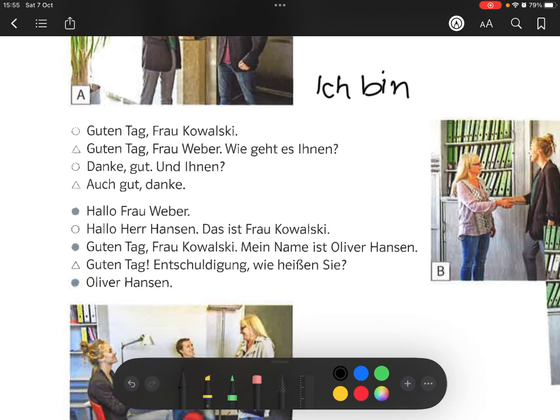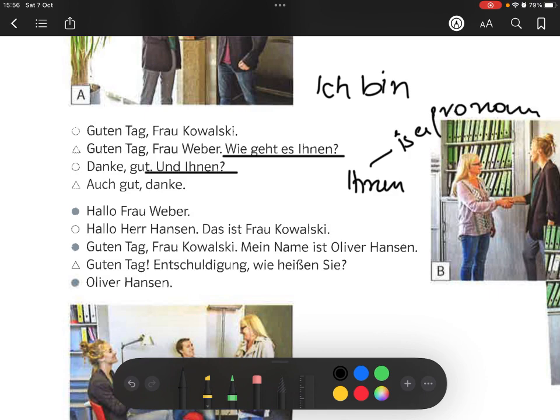And instead of using wie geht's or wie geht es dir, they have used here wie geht es Ihnen. They have said danke, gut und Ihnen. Ihnen is a pronoun used in formal settings.